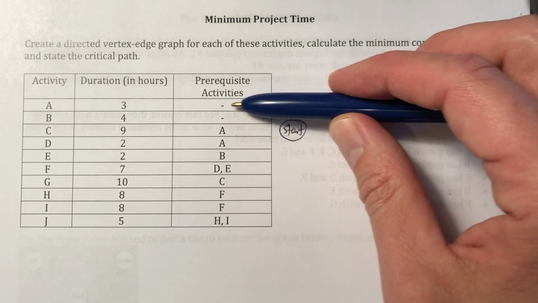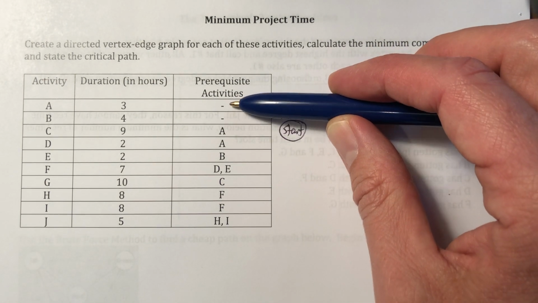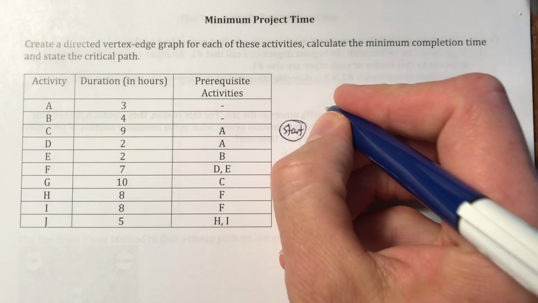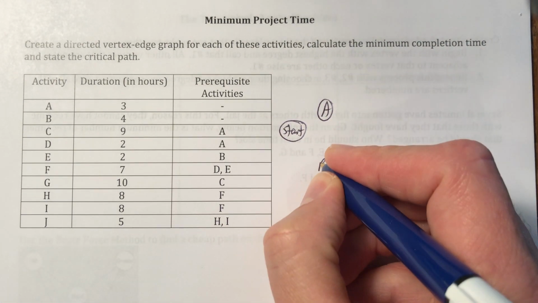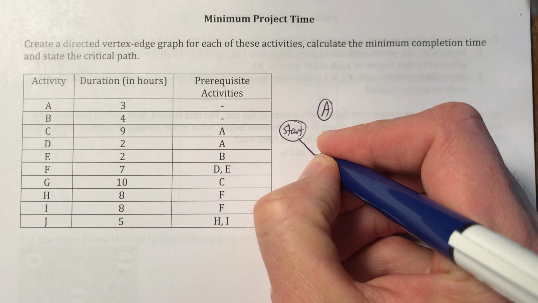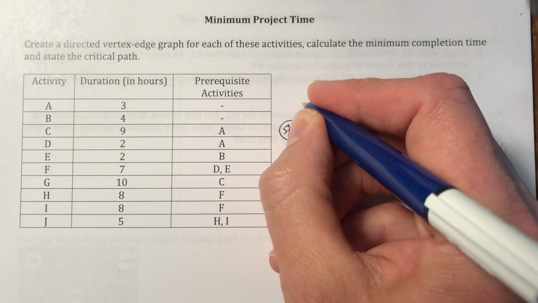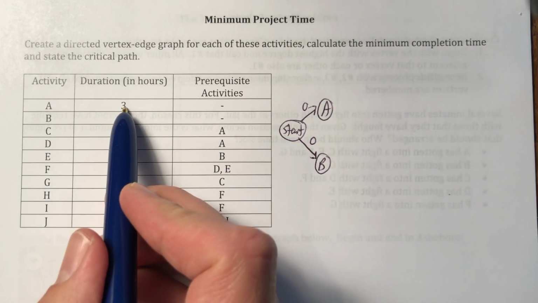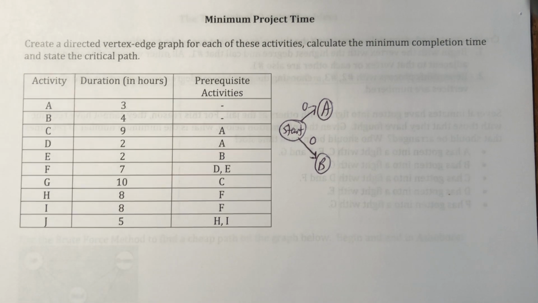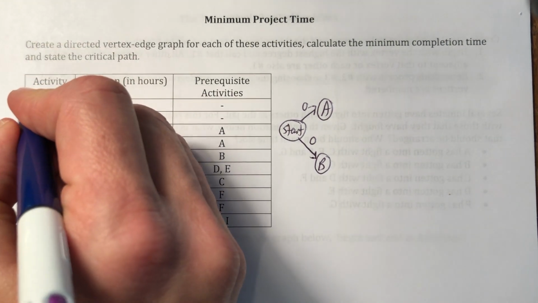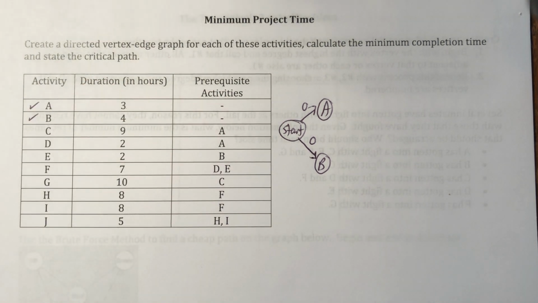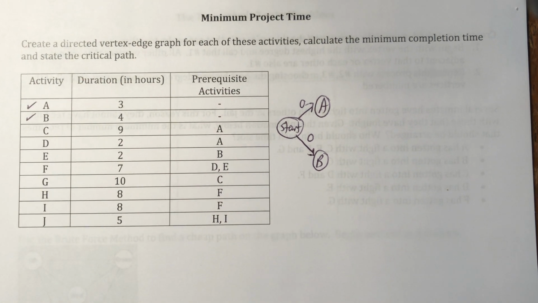But basically, I don't have to do anything first before I do A or B. So I can get started with A, I can get started with B. And when I say I can get started, I mean it takes 0 time. Now I know it's going to take 3 hours to do A, but we'll deal with that number in a minute. All right. I'm going to just keep reading down. I've put A on my chart and B on my chart. Let's keep going. I say chart. It's a vertex edge graph.